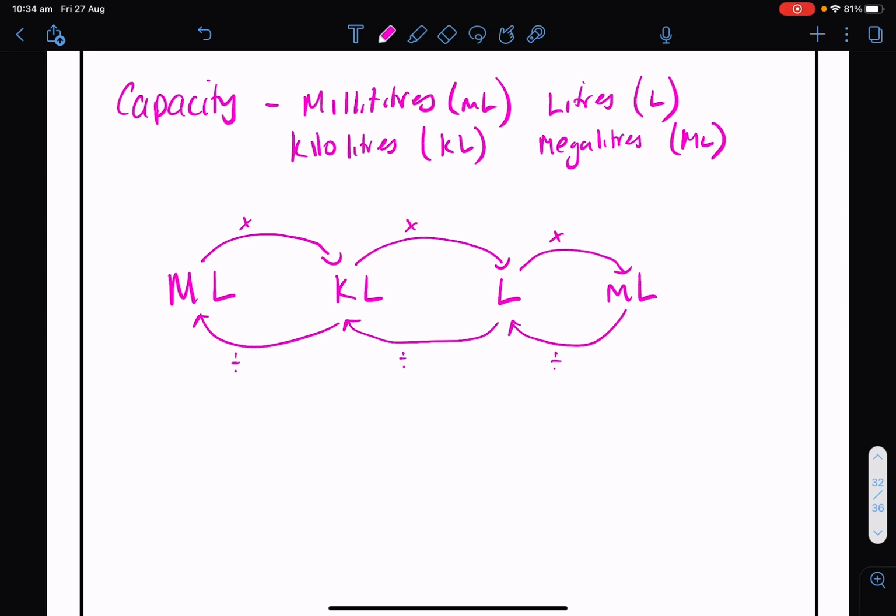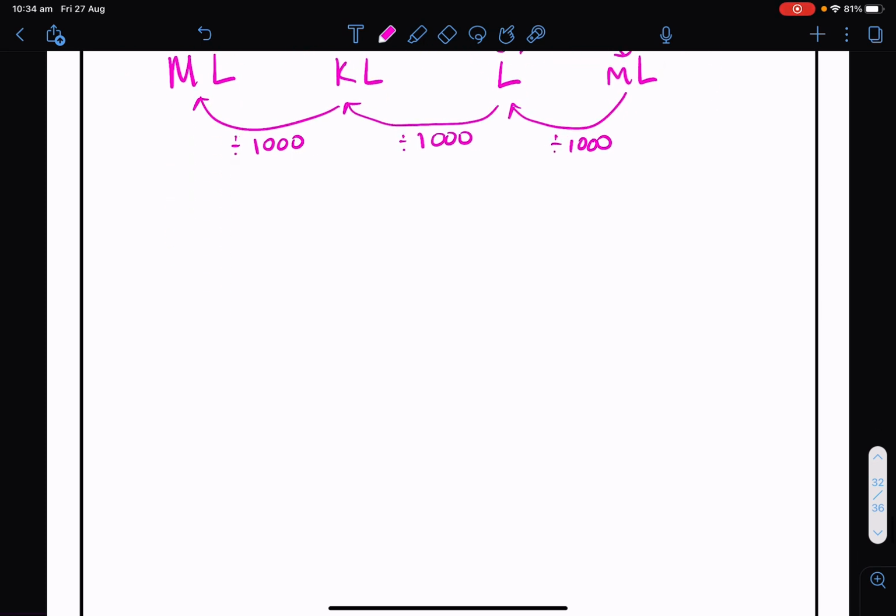Okay, now this time, this is why this is the easiest, is they're all 1000. So liters to milliliters, well, there's 1000 milliliters in a liter. Then we go kiloliters to liters, well, there's 1000 liters in a kiloliter. And then megaliters to kiloliters, there's 1000 kiloliters in a megaliter. Okay, so they're all just by 1000. So that one's nice and easy. So the next thing we're going to look at is converting from volume to capacity and back.